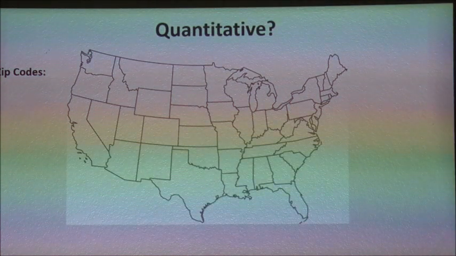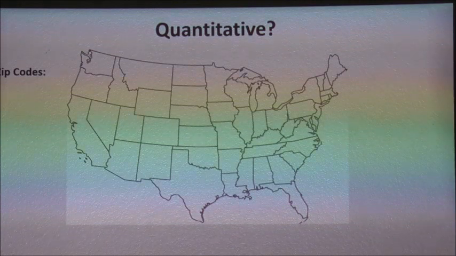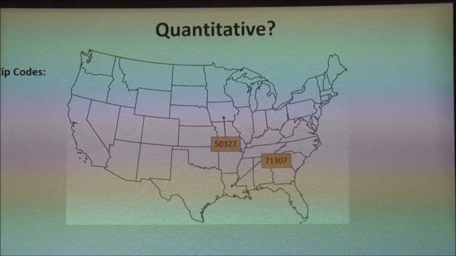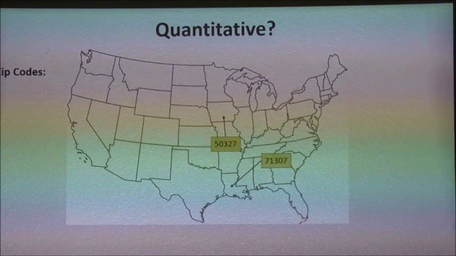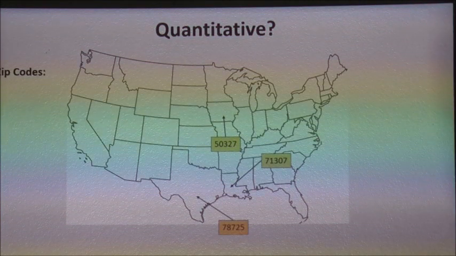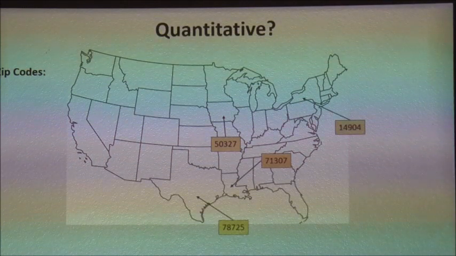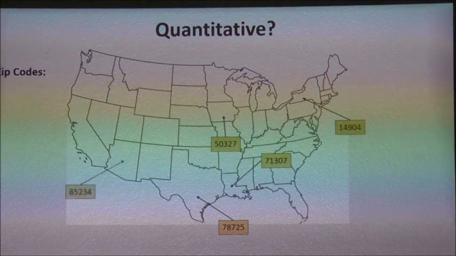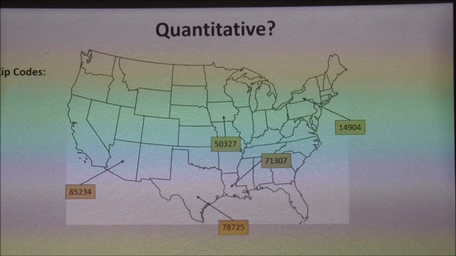I pulled out a map of the United States here and I stuck a few zip codes of certain areas on here. First one is Des Moines, Iowa. One of the zip codes there is 50327. Alexandria, Louisiana, 71307. My grandparents used to live there. This one's in Austin, Texas, 78725. And then there's a zip code in upstate New York, a little town called Elmira. It's 14904. I had a job interview there once. This is my home zip code in Gilbert, Arizona, 85234.